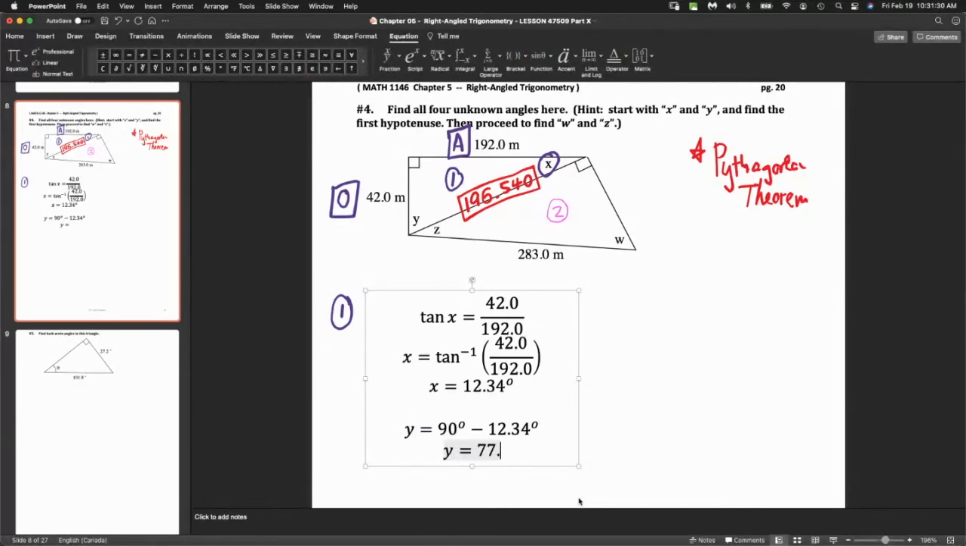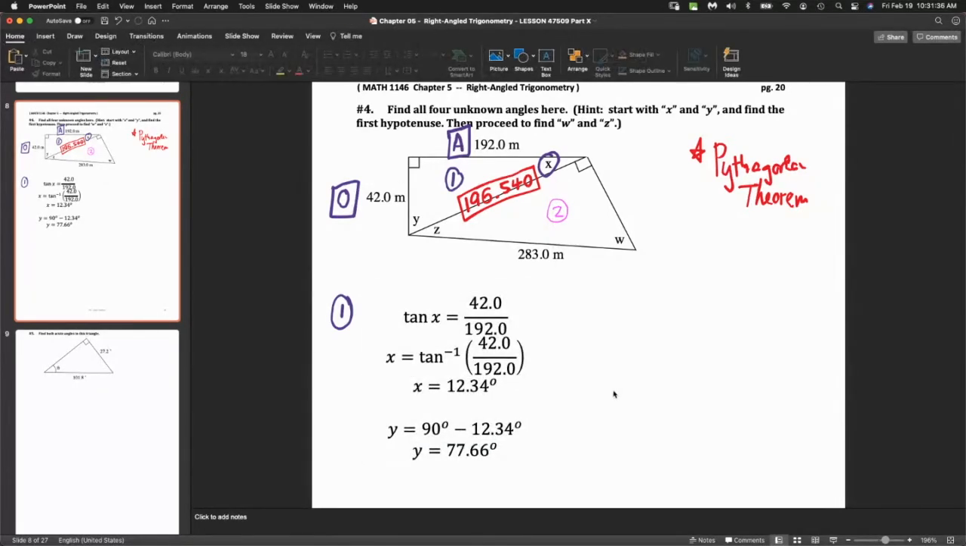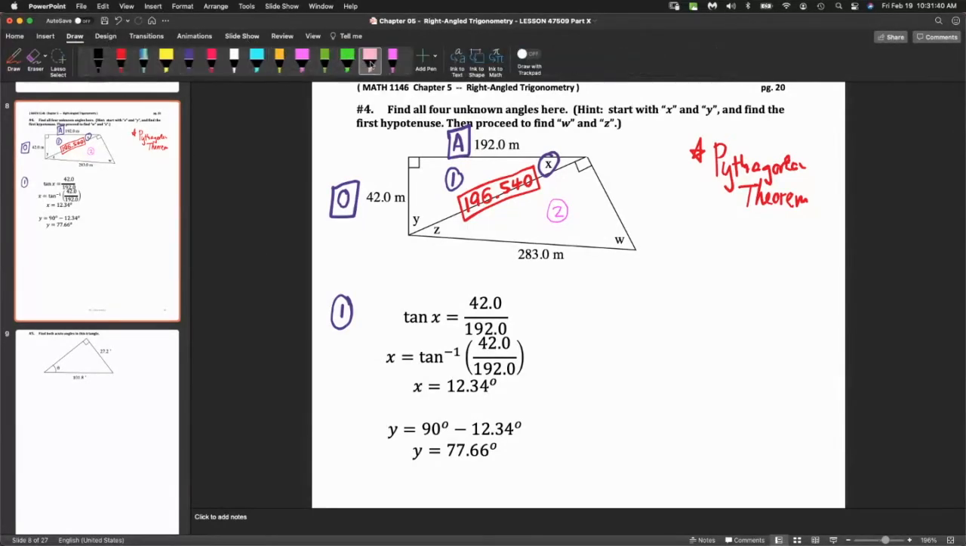So that's 77.66. Okay, so there you go. That's triangle number one. Let's go with triangle number two. I got my whatever color that is. Looks like a fuchsia or something.